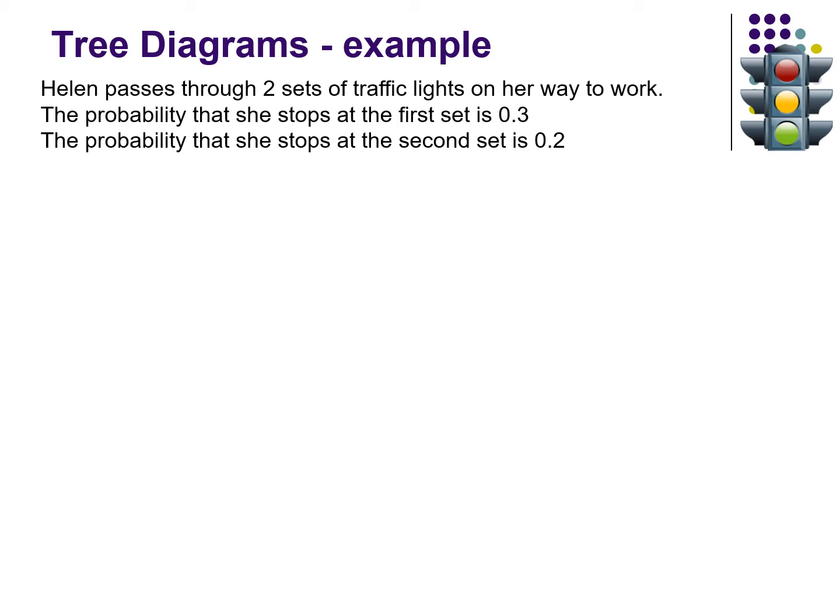So you can see we've got two separate events going on here. The first event is going to be what happens at the first set of lights, and the second event is going to be what happens at the second set of lights. So when we first start drawing our tree diagram, the first thing we're going to think about is when we get to the first set of lights, what are the different outcomes that can happen? And that will tell me how many branches I need. Okay, so hopefully you've thought to yourself, okay, at my first set of lights, two things can happen.